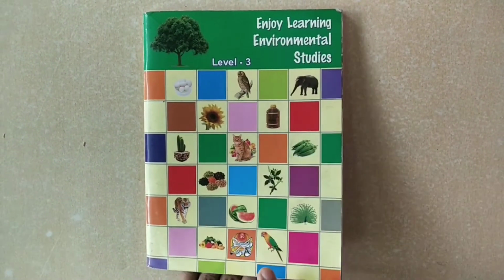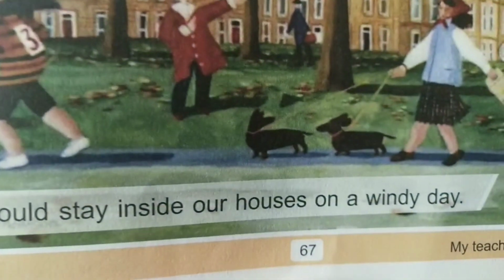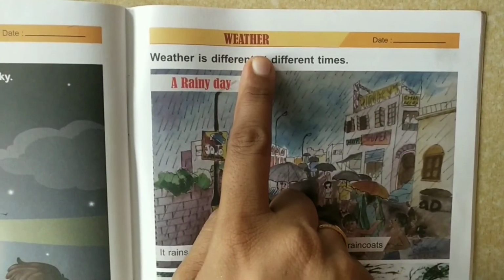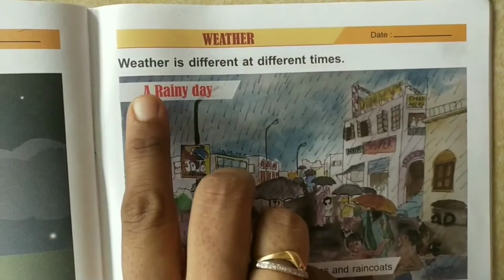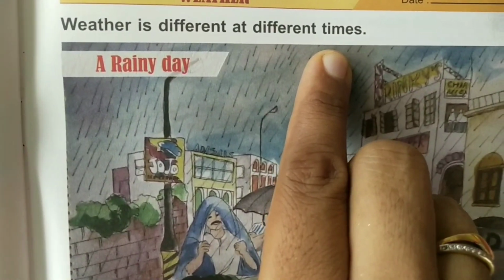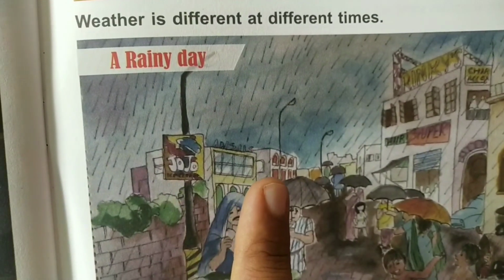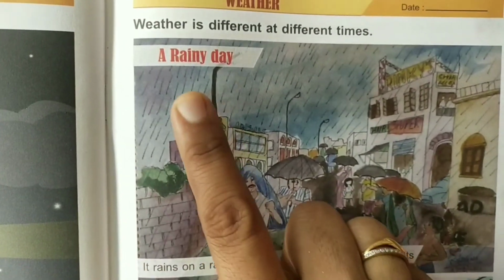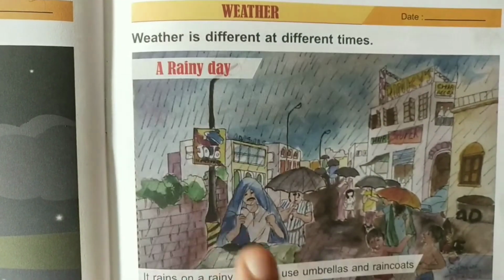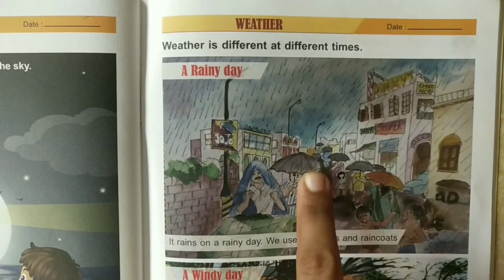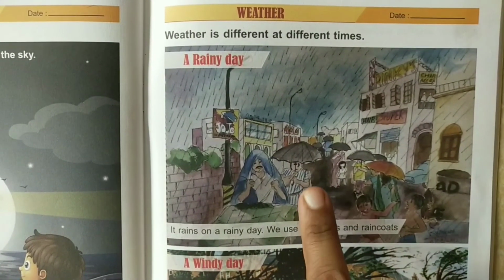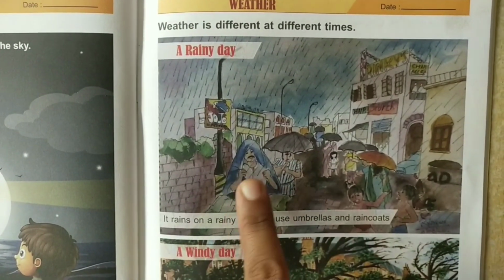Children, in your EVS book, on page number 67, the topic of weather is given. Weather means climate. Weather is different at different times. Children, sometimes we feel cold, sometimes hot, sometimes it rains, that is called weather. And here, a rainy day. What can you see in this picture? Yes, dark clouds, and it's raining so heavily. See, people are using umbrella and raincoat.